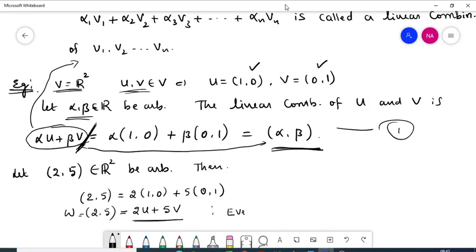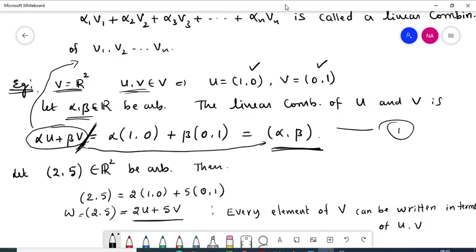Every element of v can be written in terms of u and v, where u is (1, 0) and v is (0, 1). So using only these two elements u and v, you can generate all the elements of v.